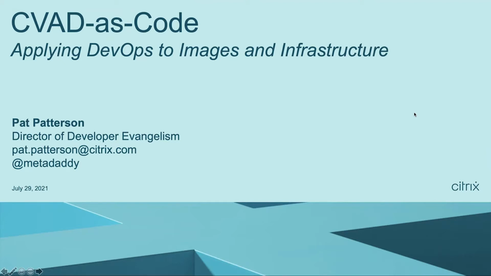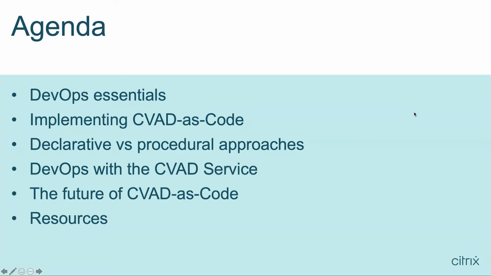Okay, let's get started. So what are we going to be talking about? I'm going to guess that most people are familiar with the basics of DevOps, so I'm not going to spend much time there. Then I'm going to talk about different approaches that I've seen to people implementing CVAD-as-Code. If you step back, the different things you can do using a DevOps approach to CVAD. Talk a little bit about the declarative versus procedural approaches. This is another split that we see between the way that people work. And then I'm going to go a little deeper into CVAD and talk about some work I've been doing recently there and how that might pan out. And then I've got some resources at the end that should be useful to you.